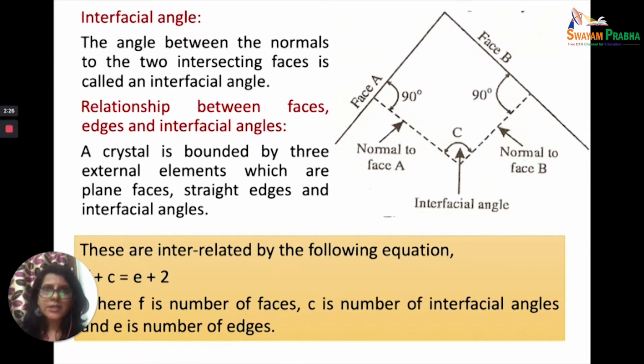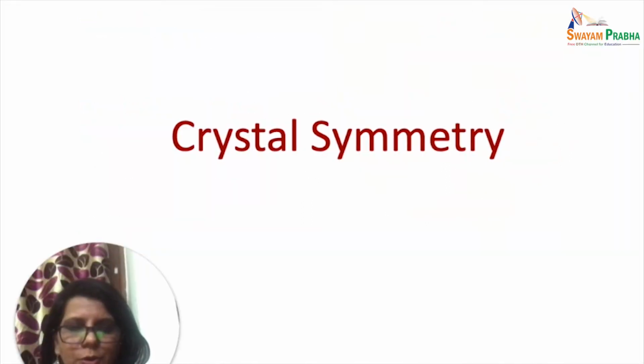Now let's start with the symmetry. Crystal symmetry or symmetry in a crystal. Now symmetry is a peculiar regularity which is observed in the arrangement of atoms, ions or molecules in a crystal. Now crystals can be classified according to their symmetry aspects. This could help us to understand the molecular properties such as dipole moment, optical activity, and spectral characteristics.